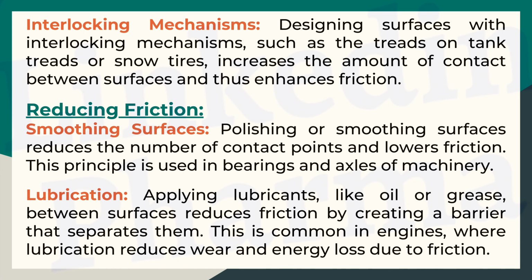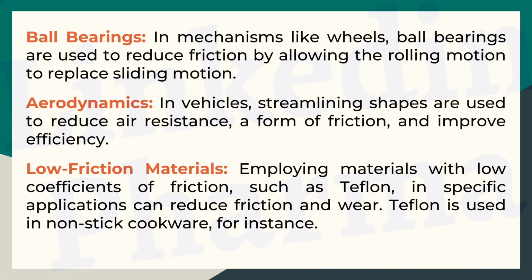Lubrication. Applying lubricants, like oil or grease, between surfaces reduces friction by creating a barrier that separates them. This is common in engines, where lubrication reduces wear and energy loss due to friction. Ball bearings. In mechanisms like wheels, ball bearings are used to reduce friction by allowing the rolling motion to replace sliding motion. Aerodynamics. In vehicles, streamlining shapes are used to reduce air resistance, a form of friction, and improve efficiency.